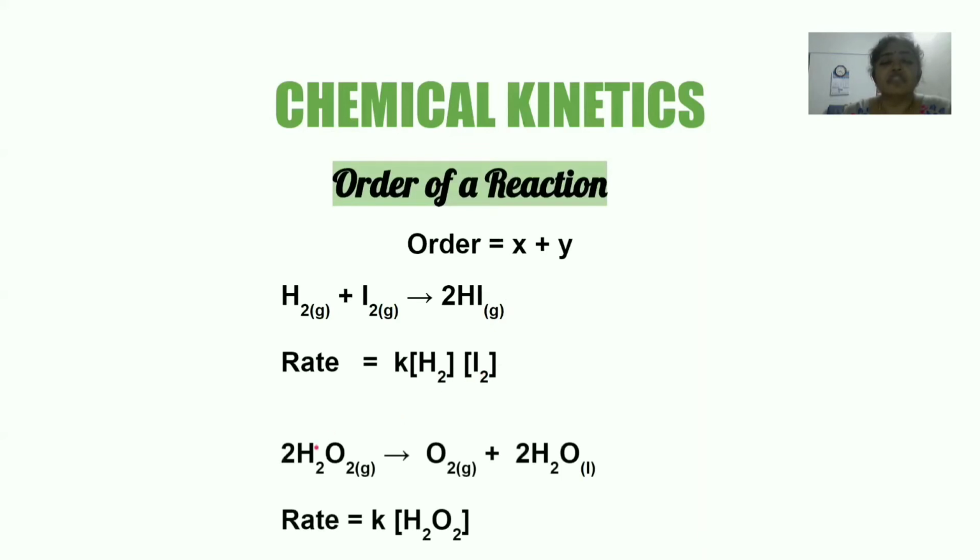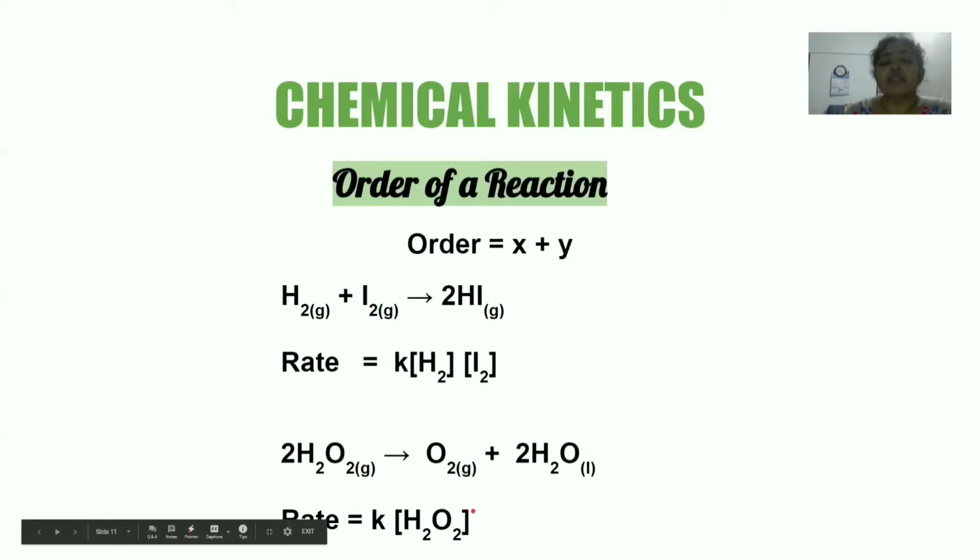This is decomposition of hydrogen peroxide. So I have here 2 moles of hydrogen peroxide decomposing to form oxygen and water. Now the rate of this particular equation according to the rate law is K into concentration of H2O2. So here the power to which H2O2 is raised is not written. That means it is indicating it is 1. So there is only one term here, only one reactant.